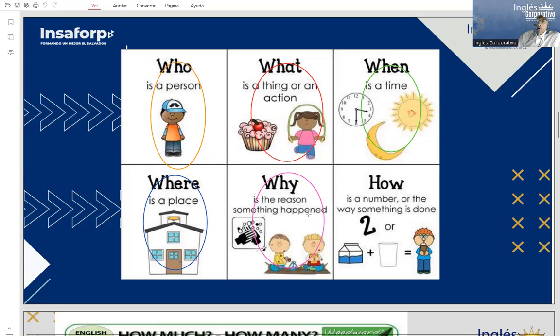For example, why are you so tired? ¿Por qué estás tan cansado? Because I was working all the day. It's a reason. And how? How is about what? Number.